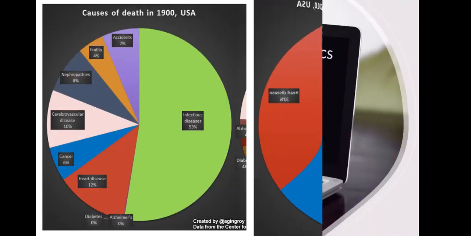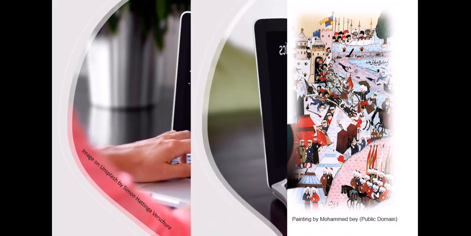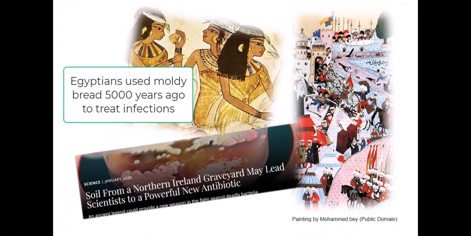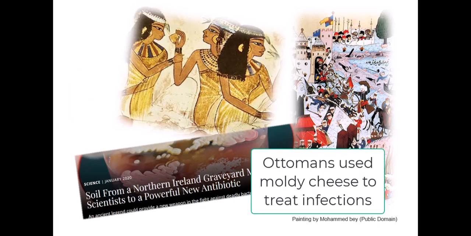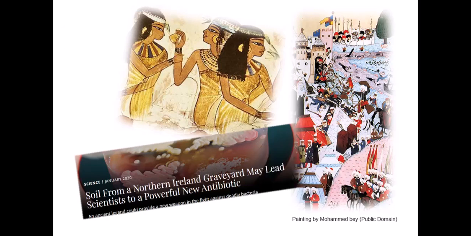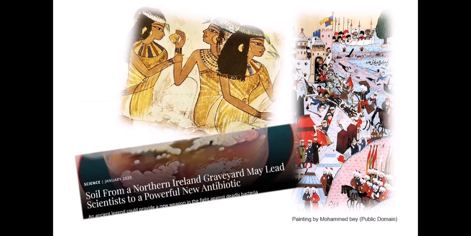If you were to Google discovery of antibiotics, the search results will likely take you to the early 1900s, but antibiotics have actually been used by healers for millennia. According to a written papyri 5,000 years old, Egyptians, for example, applied moldy bread to infected wounds, and the Ottomans in medieval times took moldy cheese into battle campaigns to treat their wounded soldiers. And in the late 1700s, James McKeer, a Northern Ireland parish priest, used the local soil to treat infections. None of them knew why this worked sometimes, but it did.